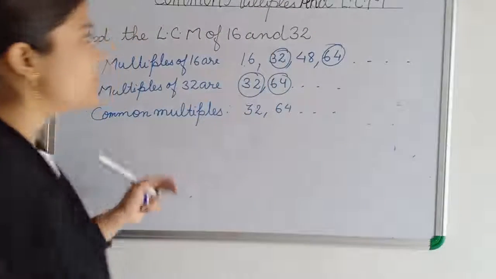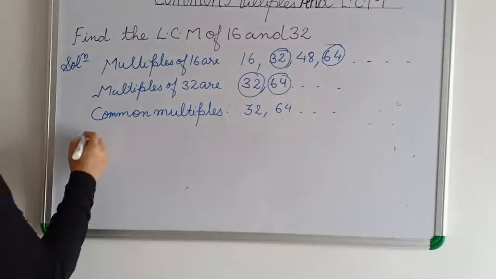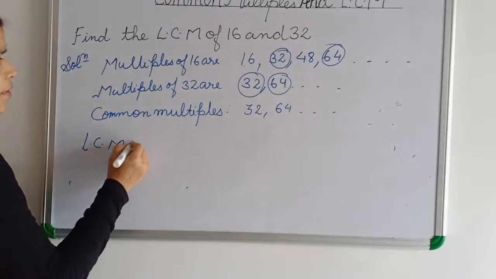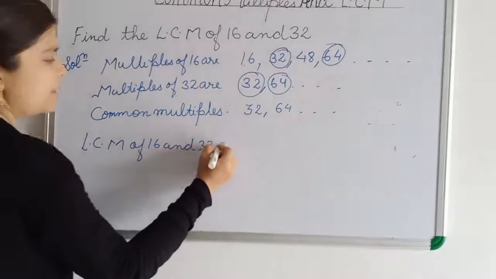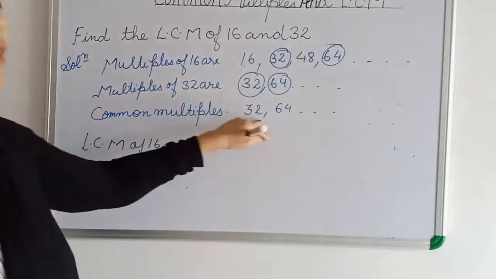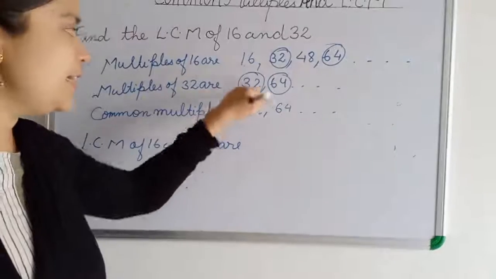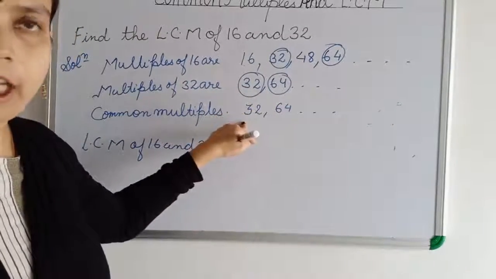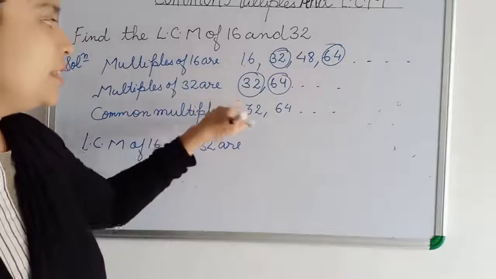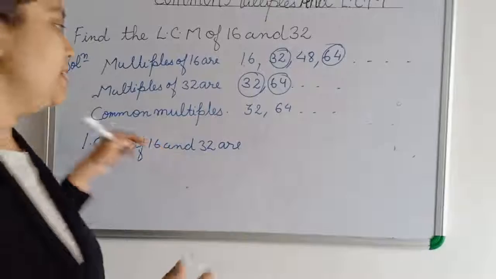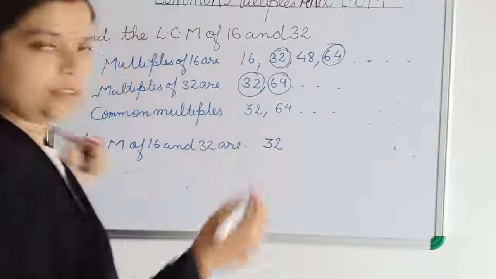But we are talking about the LCM, meaning the least common multiple of both the numbers. So the LCM of 16 and 32 is, which is the smallest among these? 32. You cannot find any number smaller than 32 which is a common multiple for both the numbers. This is the smallest, so this is the LCM. Here 32 is the LCM of both the numbers.